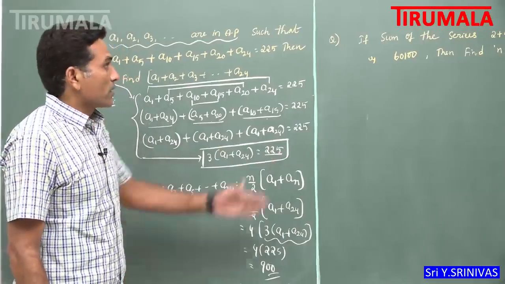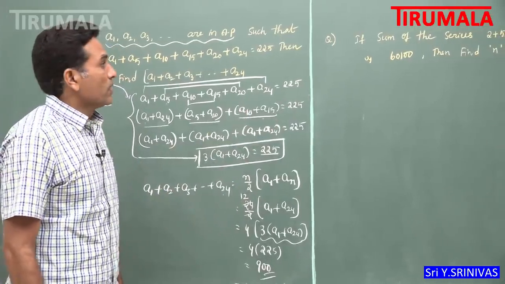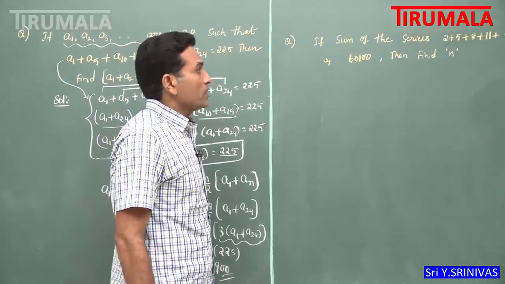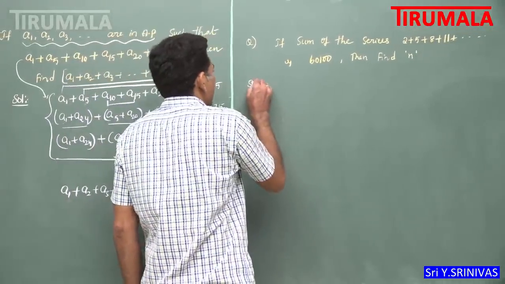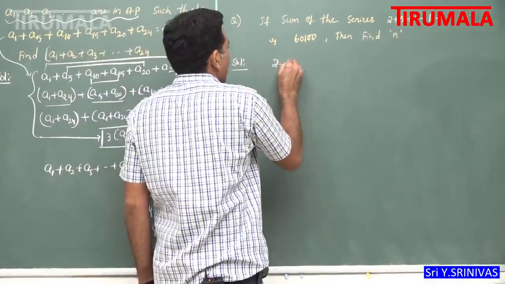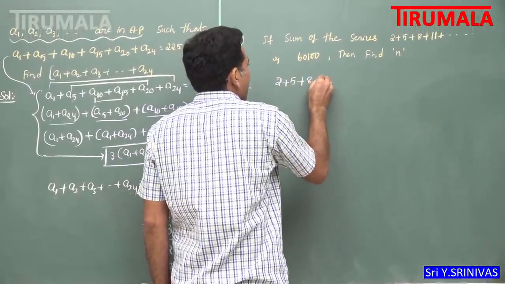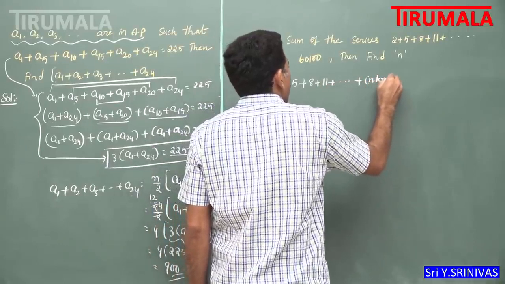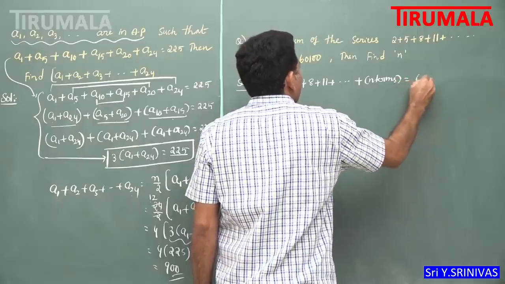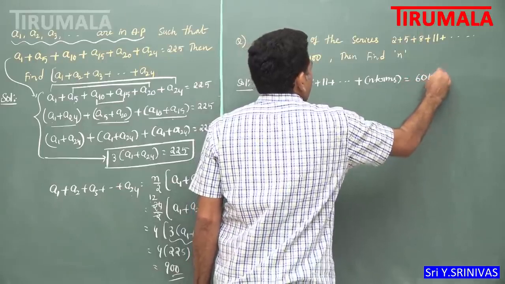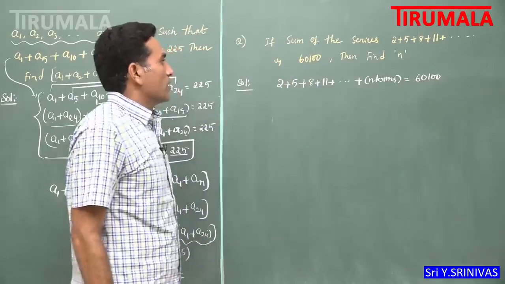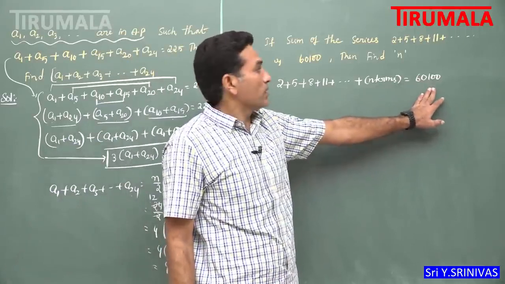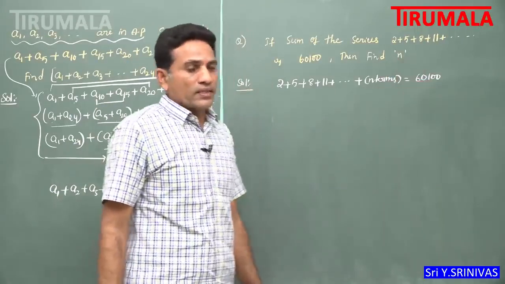Okay, students, coming to the next question. The sum of a series is given. What is the given series? The series is 2 plus 5 plus 8 plus 11 and so on up to n terms, and the sum of n terms is 60,100. Find the value of n.